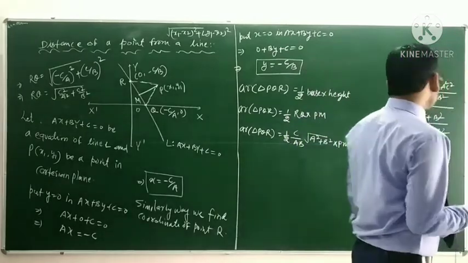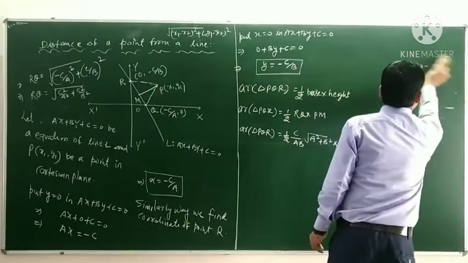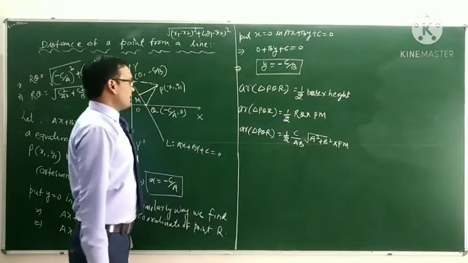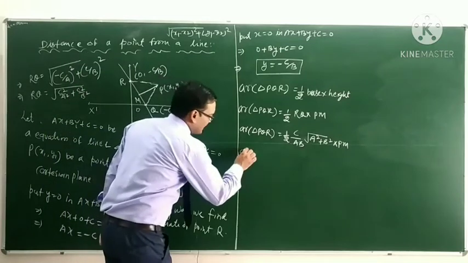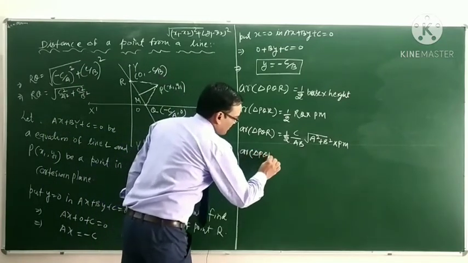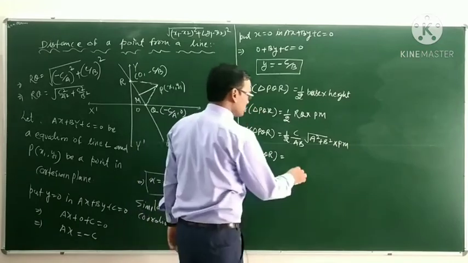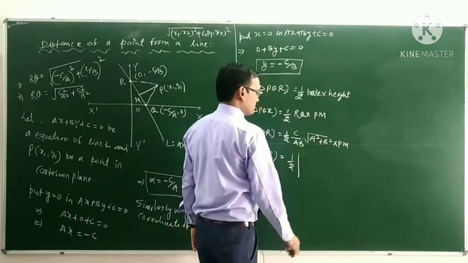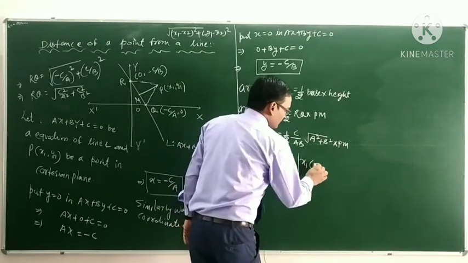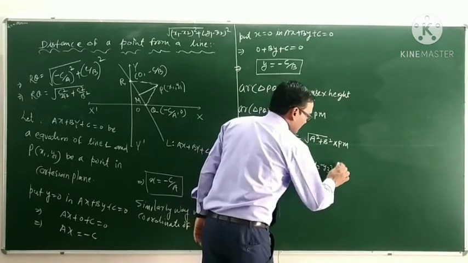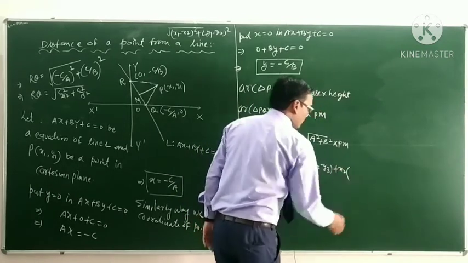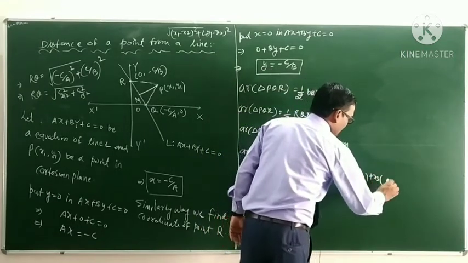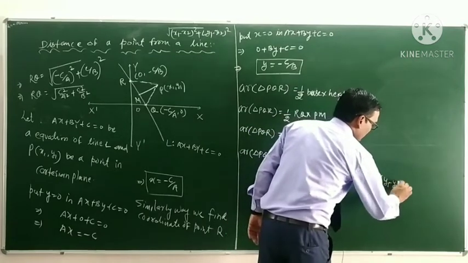Okay, students, in another way we find the area of triangle PQR, which is equal to 1 by 2 mod of x1 into (y2 minus y3) plus x2 (y3 minus y1) plus x3 (y1 minus y2).